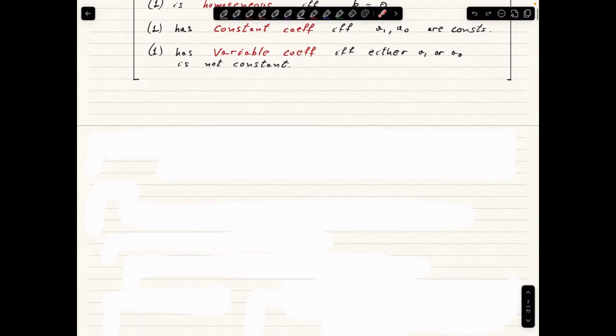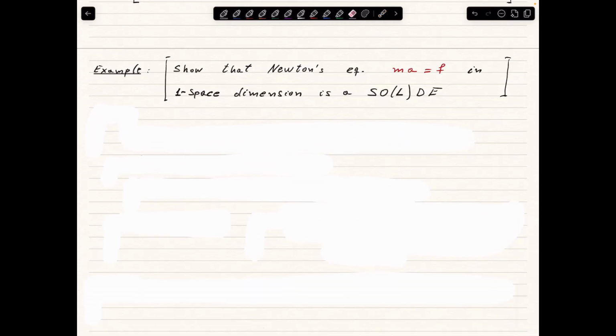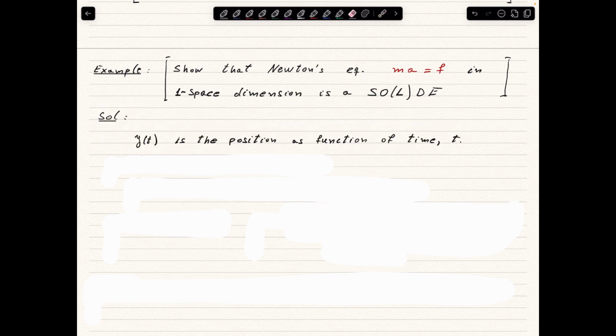Maybe the main example of a second order differential equation is Newton's equation, mass times acceleration equals force, that describes the movement of a point particle in one space dimension. To see that this equation is actually a second order differential equation, let's introduce the function y of t, which is going to be the position of the particle as a function of time. We need only one function because we are moving in one space dimension. We call that dimension y.